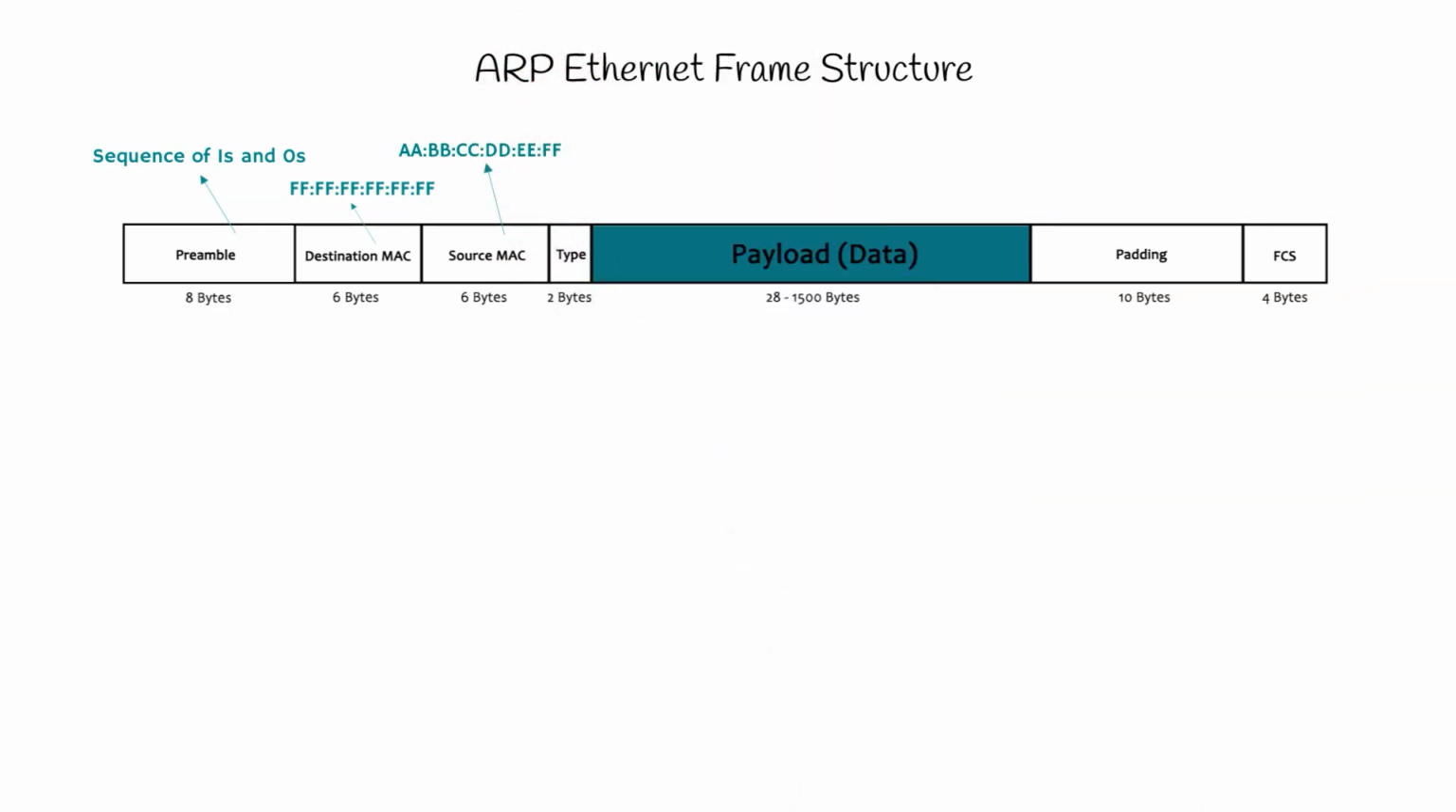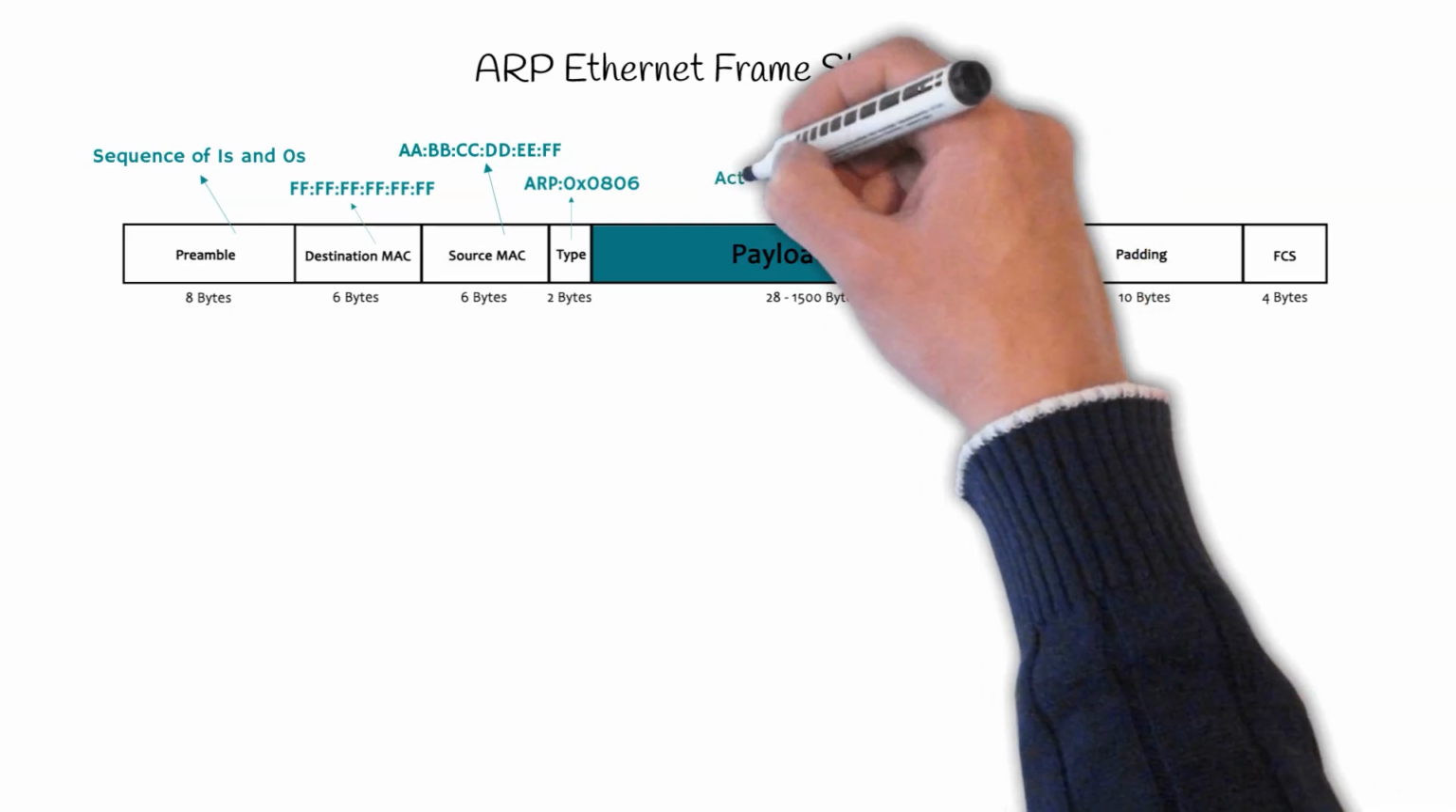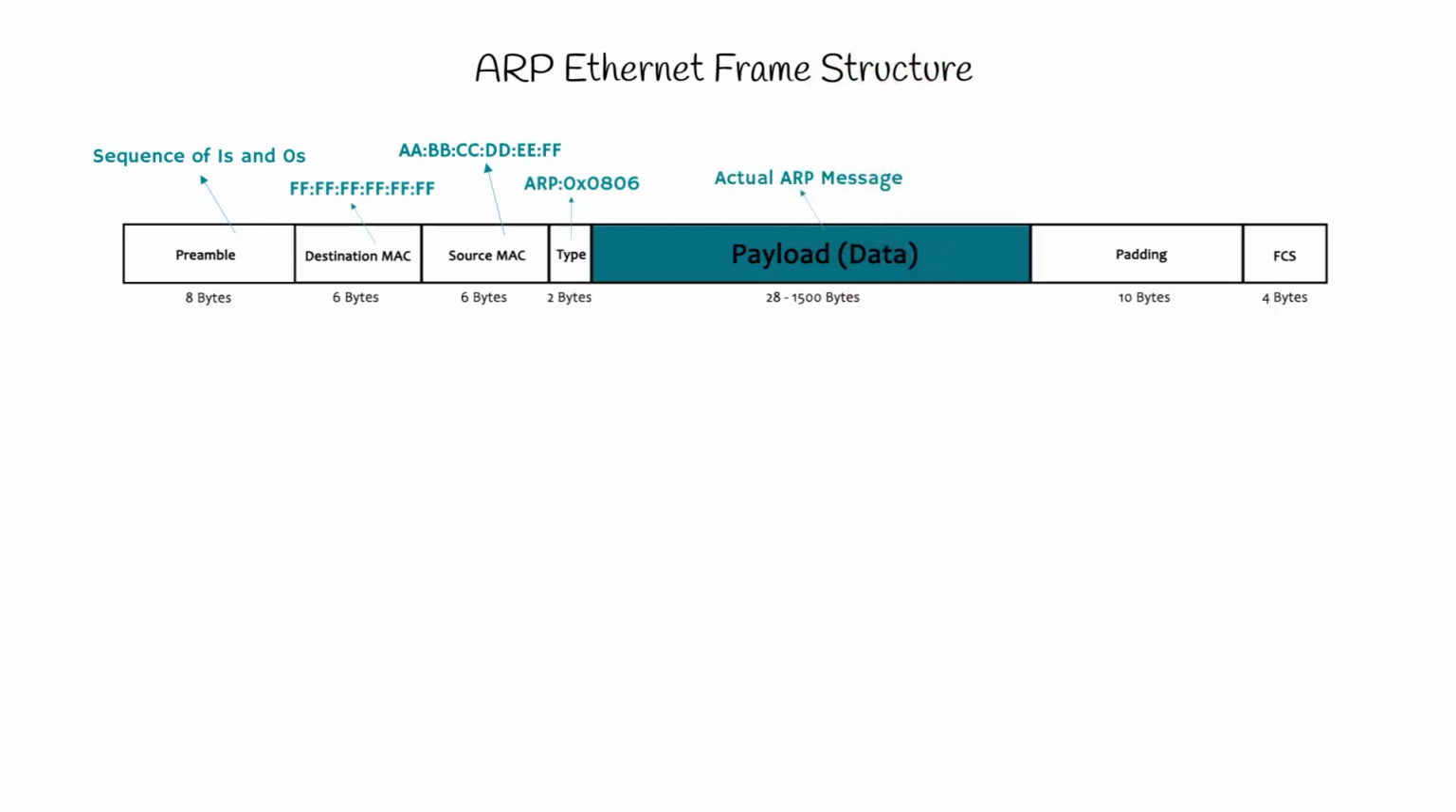Source MAC address is the MAC address of the device sending the ARP request or reply. Ethertype indicates the type of protocol encapsulated in the frame. For ARP, the Ethertype value is 0x0806. ARP payload contains the actual ARP packet, which we'll discuss in more detail shortly.